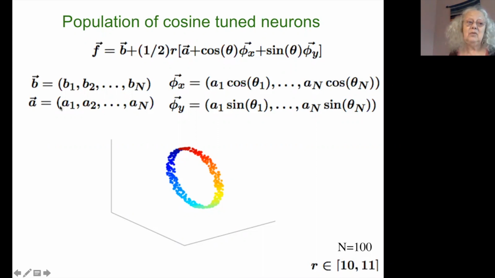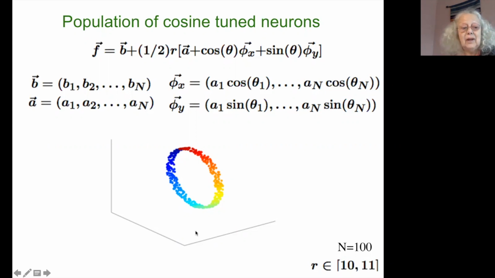A vector A, which is the vector of amplitudes of each one of the neurons, the amplitude of modulation, A1 to AN. And then we have a linear combination of cosine theta and sine theta, where theta is the direction of the reach. The vectors that we are linearly combining with cosine theta and sine theta are phi x and phi y. The components of phi x are the amplitudes and the cosine of the preferred direction, and the components of phi y are the amplitudes and the sine of the preferred direction.